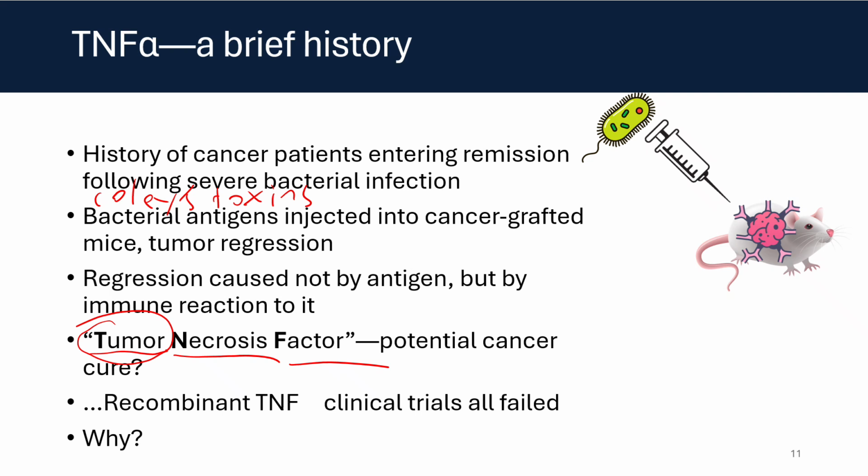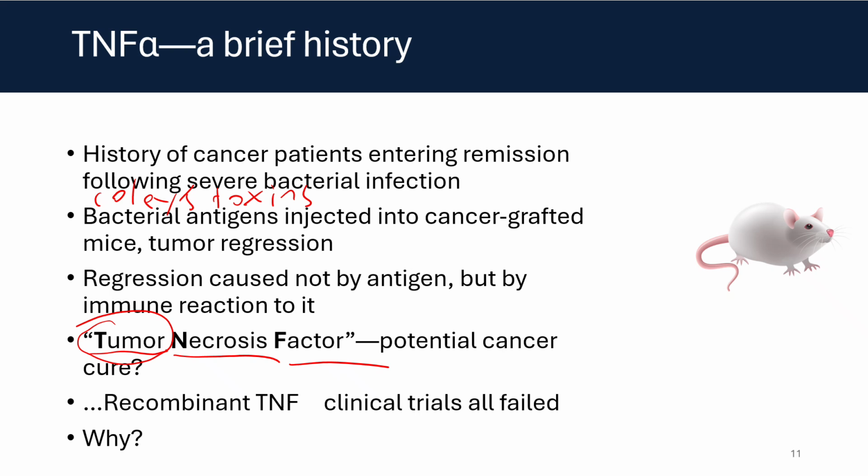So they tried this in rats, and they noticed that, well, if we graft a tumor into a mouse and inject the tumor with Coley's toxins, indeed, the tumors shrank and died. Except additional experimentation revealed that the toxins themselves weren't poisoning the tumor.